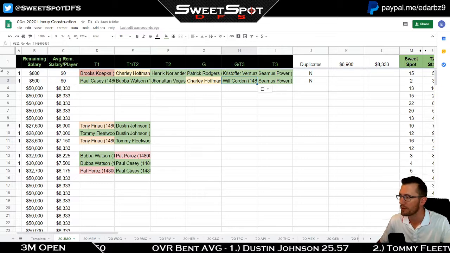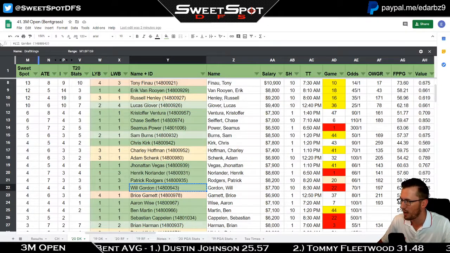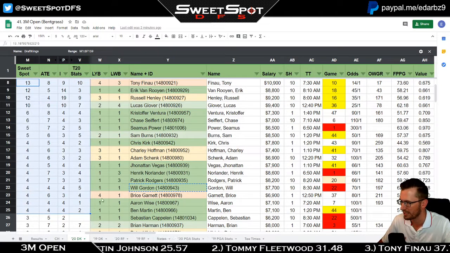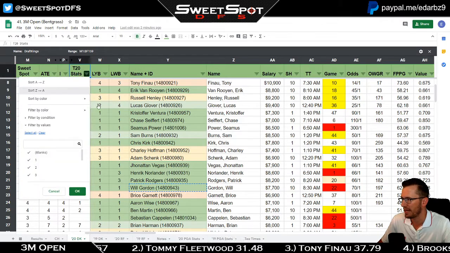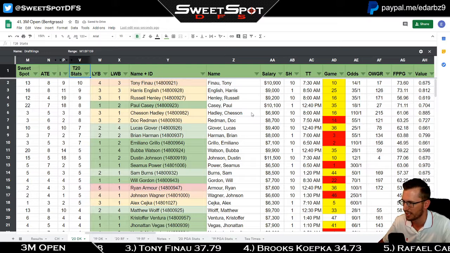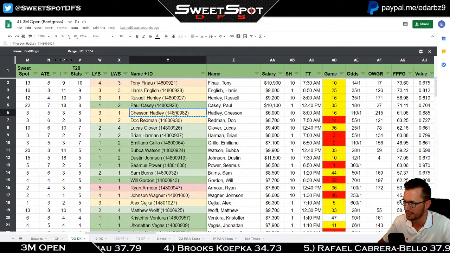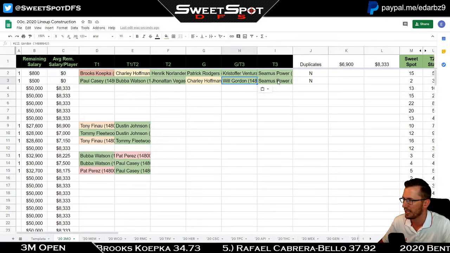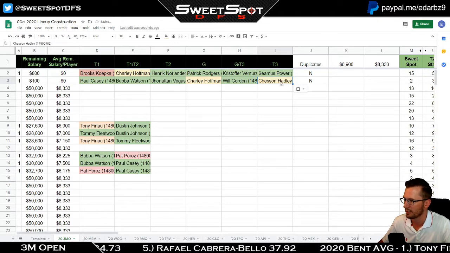So to me, I don't care about getting to the 50%. I want to get guys who have great numbers overall. And if I have any issues, I can also sort by top 10 stats and try to find somebody else that I like that might be low price, like a Chesson Hadley. So instead of playing Seamus Power, I could play Chesson Hadley. Perhaps maybe that's what I should do up here.